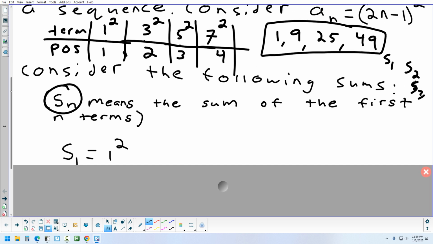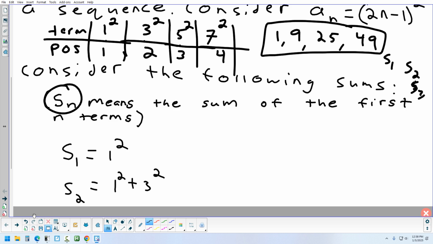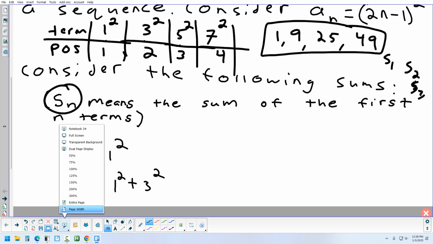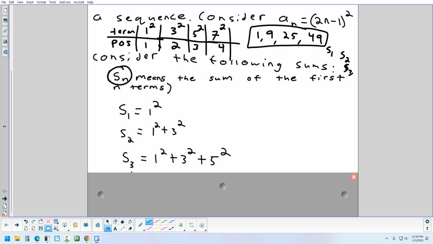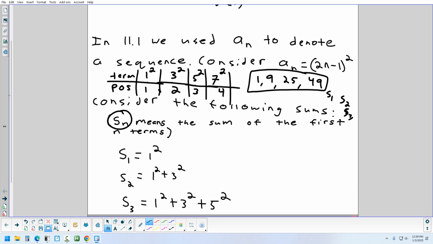S2 is what you get when you add the first 2 terms: 1 squared and 3 squared. S3 is when you add the first 3: 1 squared, 3 squared, and 5 squared. S7 would be when you add the first 7. So this number is telling you how many things you want to add up in that box.